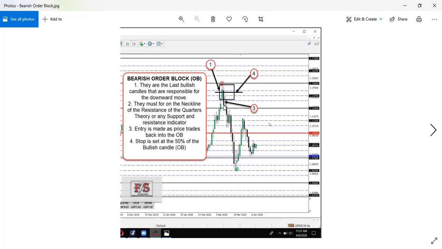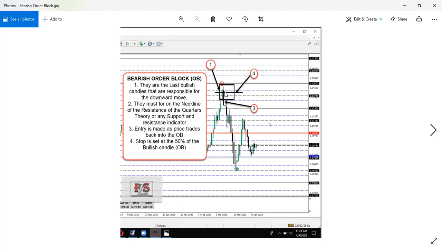So whenever price trades below the low of it, that candle has been validated as an order block. Entry is made as price trades back into it. Now we have two kinds of entry here. You can enter where price trades back into the 50%, which is called the mean threshold, or you can enter as price trades just into the low of it. Depending on where you enter from, you're correct.